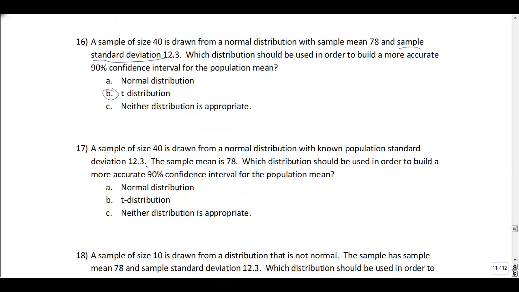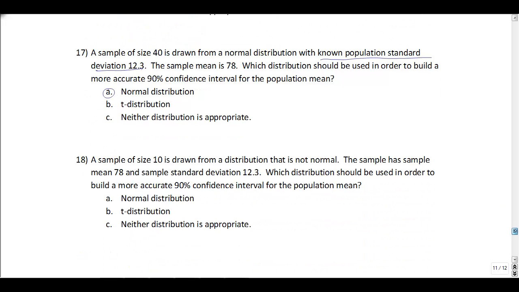Next one. The sample size 40, again big, so I don't care if my distribution is normal or not. Now I have known population standard deviation 12.3, and sample mean, I don't really care what the sample mean is. Distribution we use to build a confidence interval for the population mean: known population standard deviation, that's a sigma, so we're going to use the normal distribution.